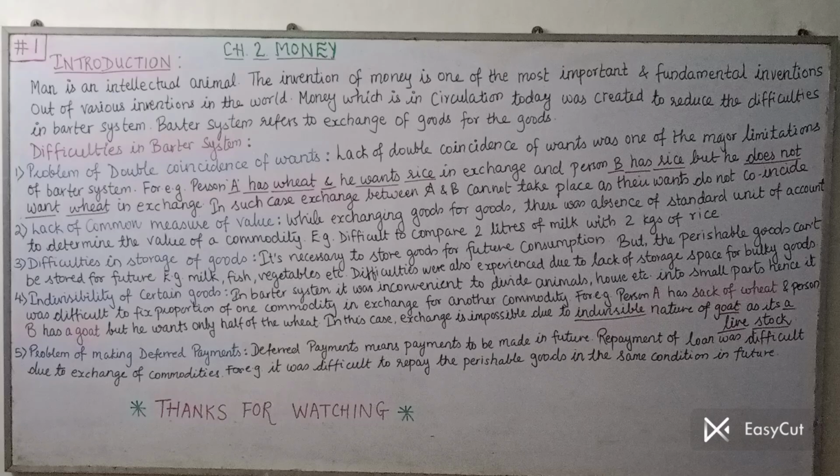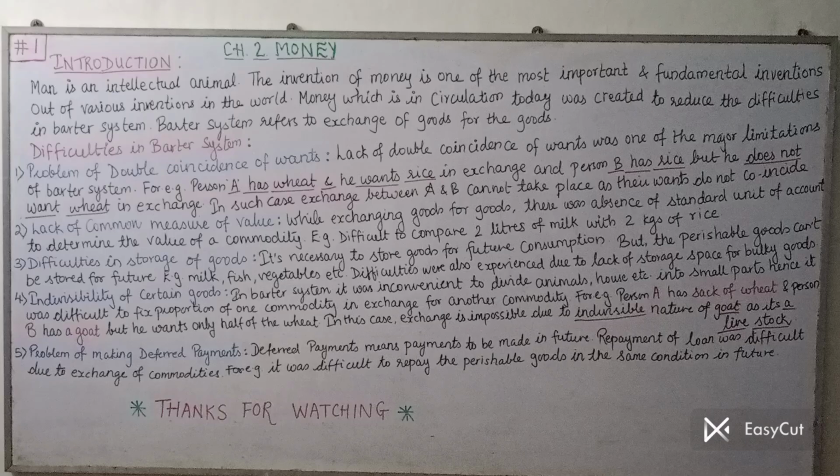What was barter system? Barter system was the trading system in which goods were exchanged against goods. So basically, instead of money, people used to exchange goods with each other. That's how the economy used to run. I hope you must be getting an idea how difficult it was to exchange the goods against goods in the absence of money. So let us see what were the difficulties faced in the barter system.